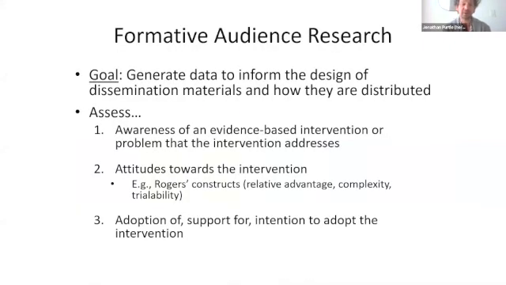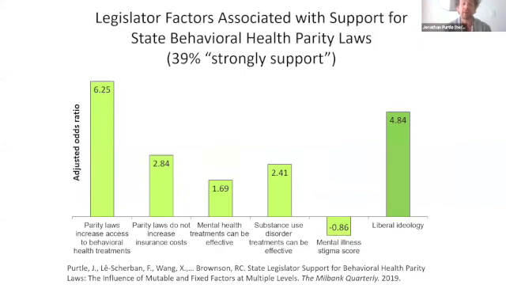Also, in formative audience research, we want to get a sense of adoption of or support for or intention to adopt the intervention, doing the thing. Are they already doing it? Do they plan to do it? Do they want to do it? Things like that. So in our policymaker focused work, we use strongly supporting the policy that we want to disseminate evidence about as being the corollary to adoption.